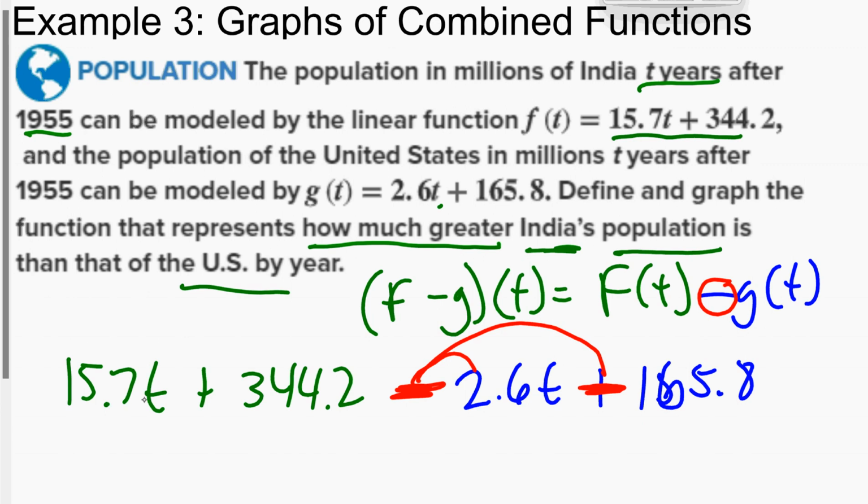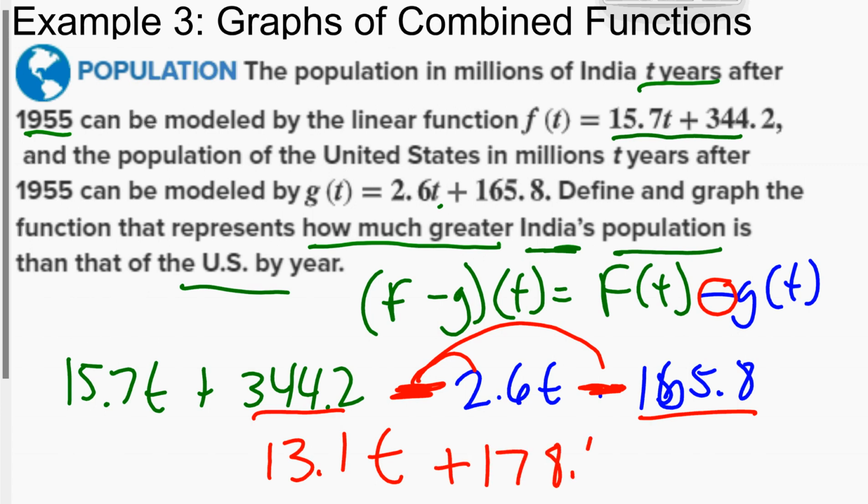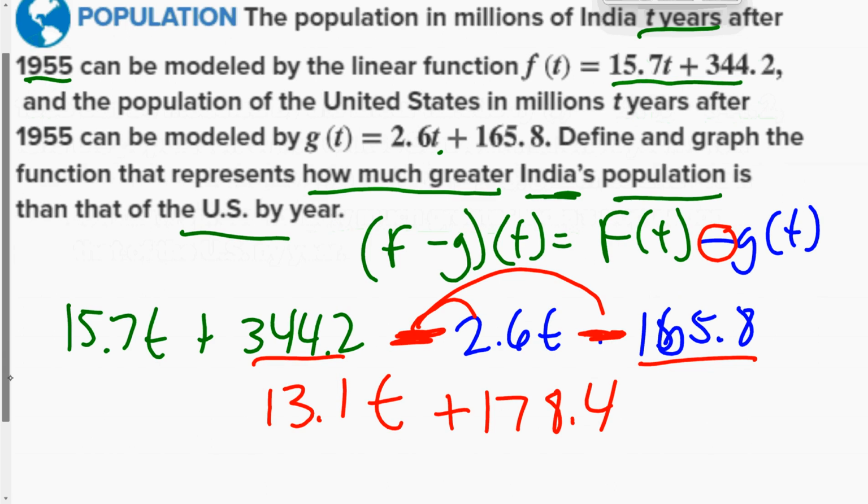So I have 15.7t minus 2.6t, so that's 13.1t. And then I have to combine like terms of my constants here, 344.2 and 165.8. I'm subtracting, because I distribute the negative. So that gets me to a positive 178.4. And now I could graph that model, right?